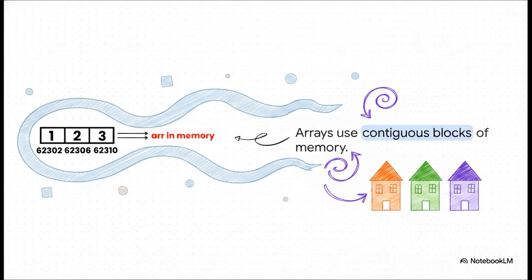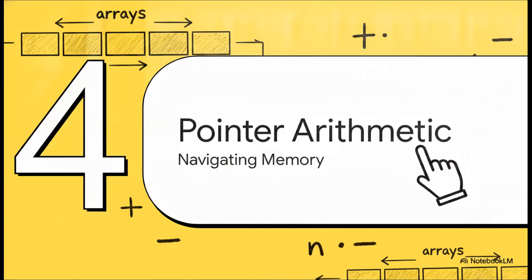Trace these memory addresses with me for a second. The first box starts right at address 62302. The second box starts exactly 4 bytes later at 62306, and the third is at 62310. Arrays are absolutely guaranteed to be stored right next to each other in memory, kind of like a row of connected townhouses. Section 4. Pointer arithmetic. Because arrays are perfectly spaced out contiguous blocks of memory, we can use pointers to effortlessly navigate through them. This unlocks a massive concept known as pointer arithmetic.